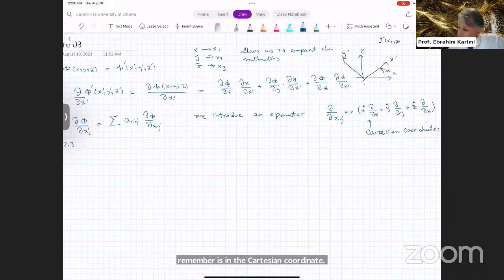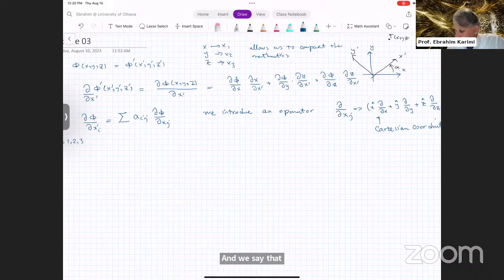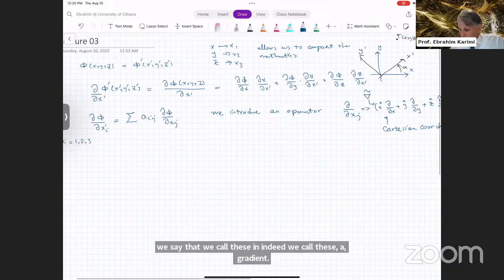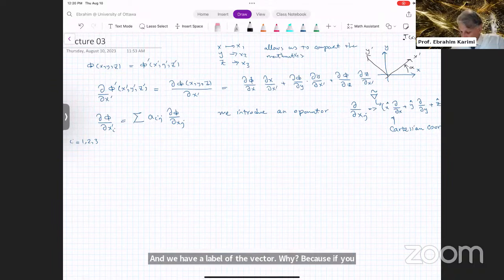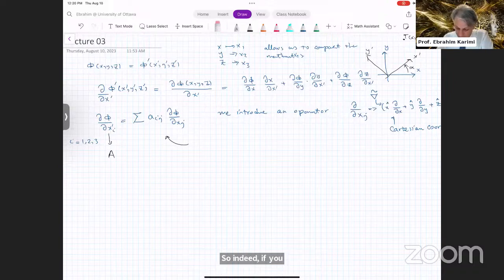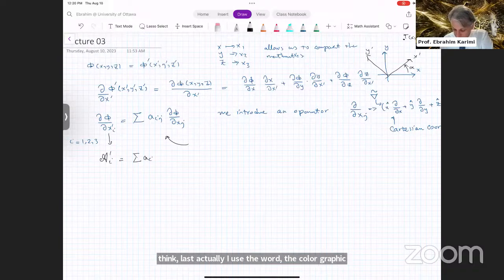And we call these, indeed, gradient, and we have a label of a vector. Why? Because if you do a rotation, you will see that this vector follows exactly the vector rotation. So indeed, if you define this as a new vector a, I think last lecture I used the calligraphic a prime i, and we say that this is identical to a_ij a_j.